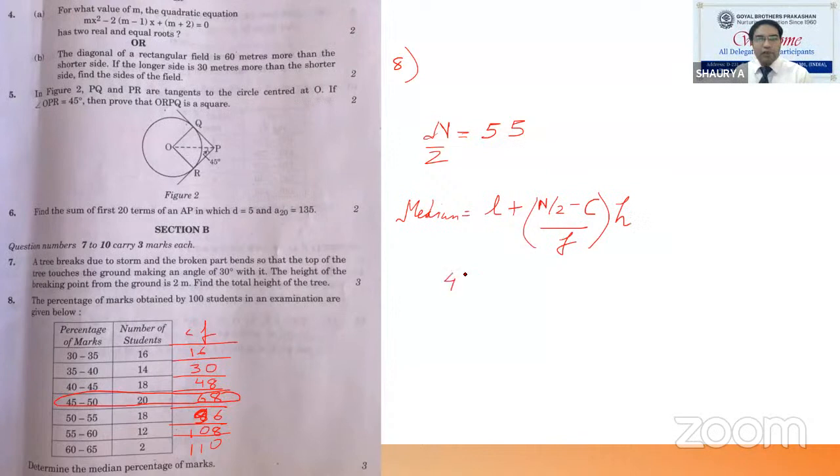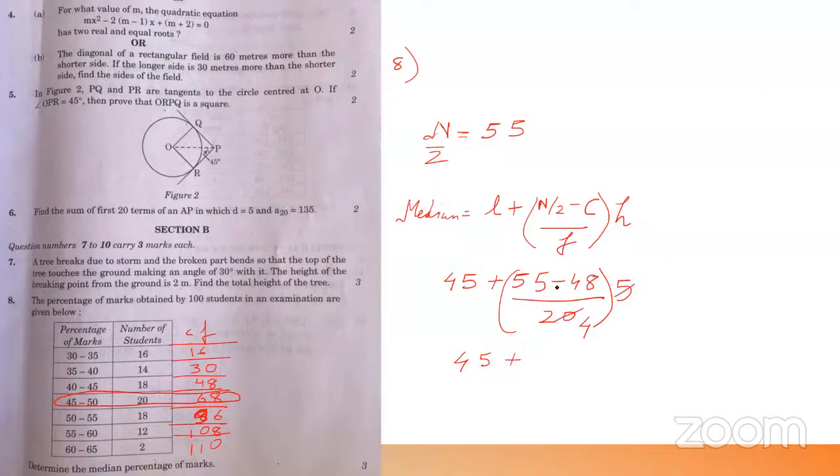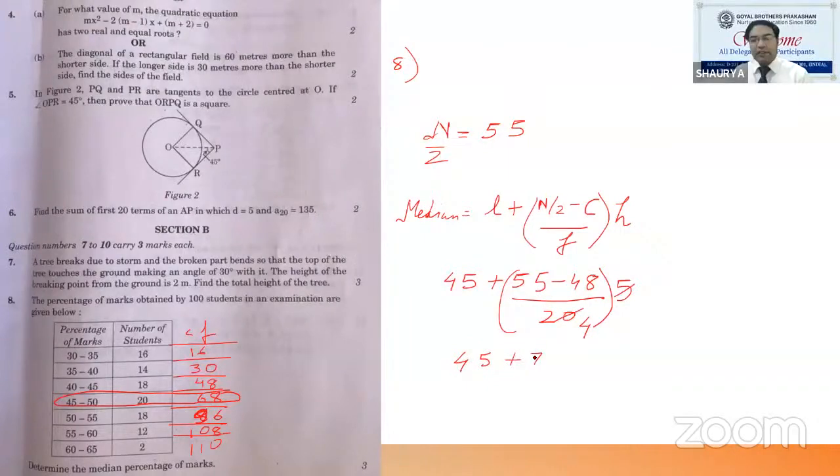So the lower limit of the median class is 45, n by 2 was 55, the cumulative frequency of the previous class is 48, and the frequency of the median class is 20, to be multiplied by the class size, which is 5 in this case. So this 5 and 20 can cancel off to give me 4. So we have 45 plus 55 minus 48 is 7 upon 4. Right? So we can calculate and have our answer.